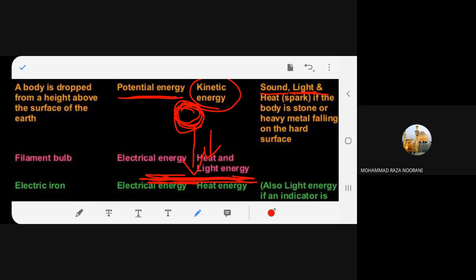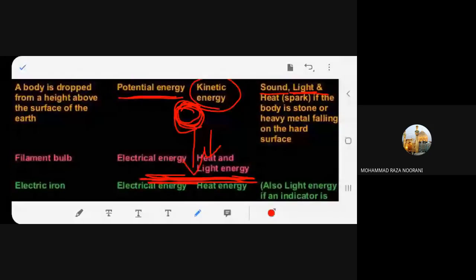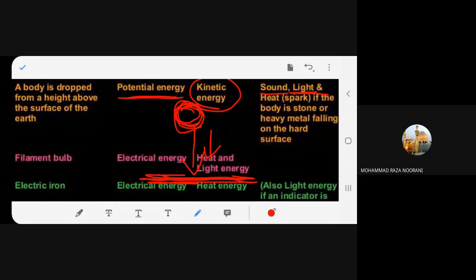The first is potential energy when I'm holding it in my hand. When I allow it to fall, it falls down with a force. The potential energy is converted into kinetic energy. When it bangs onto the ground with a loud thud or sound, and maybe due to friction, light is sparked. So this is again a transformation of energy from kinetic energy to sound or light energy. Hope you have understood.